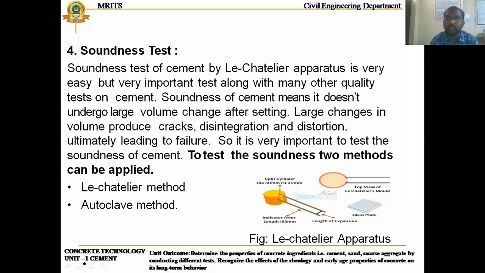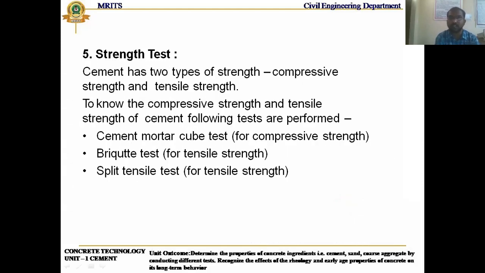We take the cement and mold it in the split cylinder, then check the expansion of the indicator arms. We can determine the soundness by measuring the indicator arms first as well as after completing the test. I think we have seen the videos regarding soundness and all the physical properties in our first classes. And the next one is the strength property.